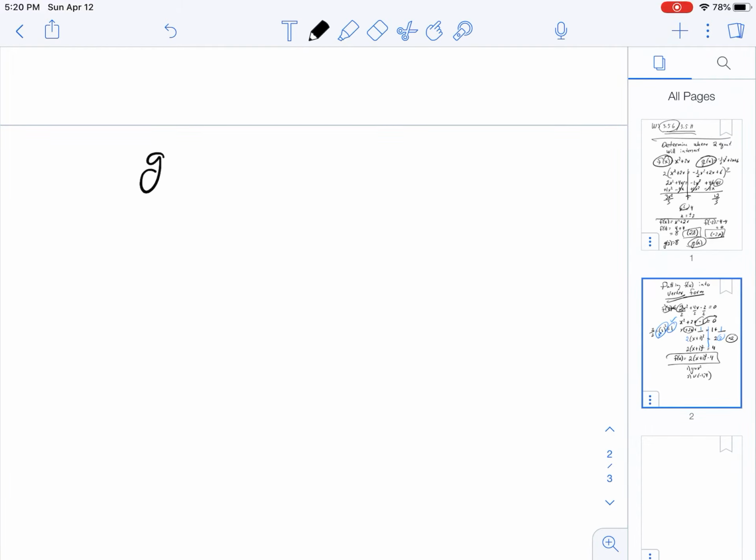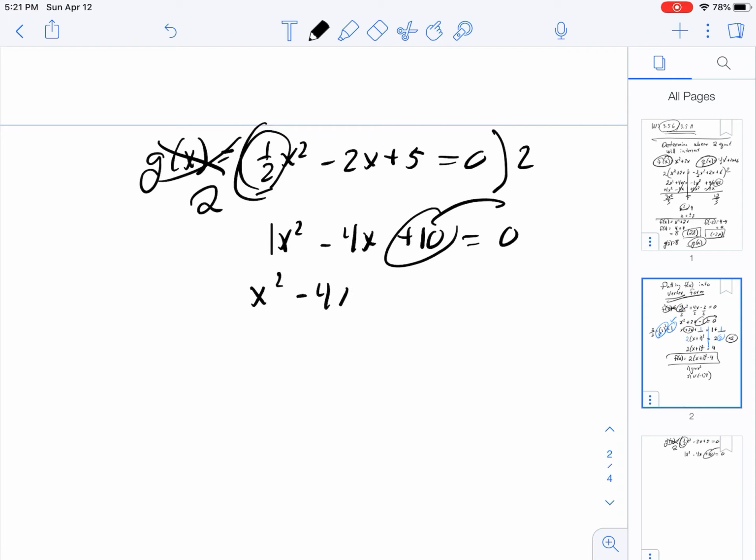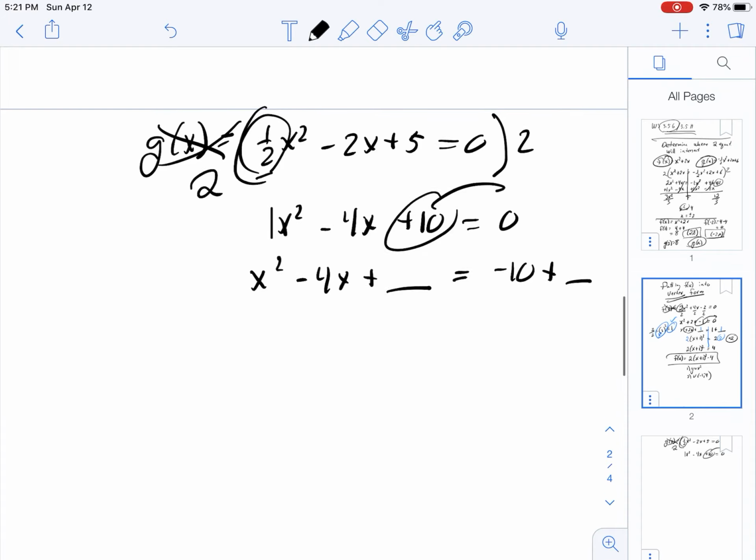Let's say we have g of x equals 1/2 x squared minus 2x plus 5. So again, drop that off, set it equal to 0. Don't want to work with fractions, and we definitely need a 1 here anyway, so let's multiply everything by 2. So I have 1x squared minus 4x plus 10 equals 0. Move this to the other side, so we have x squared minus 4x plus blank equals negative 10 plus blank.